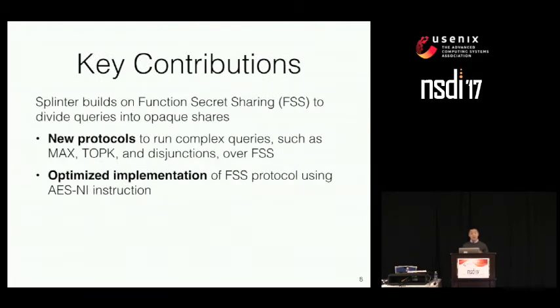We achieved this performance with these key contributions. So Splinter is built on a cryptographic primitive called function secret sharing, FSS, that divides queries into opaque shares. We design new protocols to run complex queries, such as MAX, TOPK, and disjunctions over FSS. And we also have an optimized implementation of the FSS protocol using the AES-NI hardware instruction. And we also use one-way compression functions to reduce the number of instructions in the protocol.